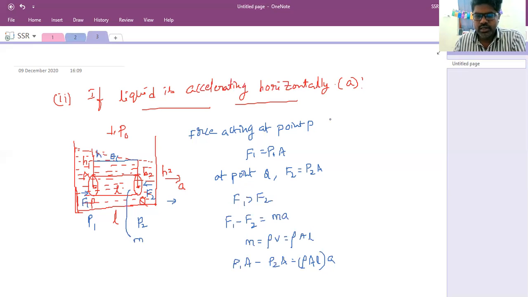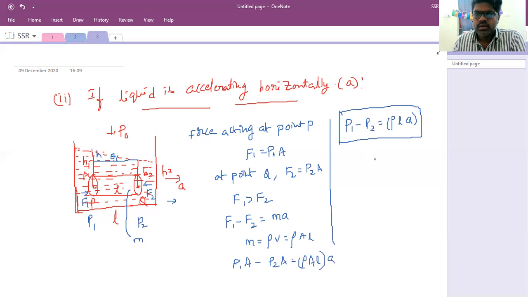Now you can write the equation. A cancels. P1 minus P2 is equal to rho L into a. So this is the equation for the pressure difference at the horizontal level, where the liquid is moving horizontally, from the left side column to the right side.